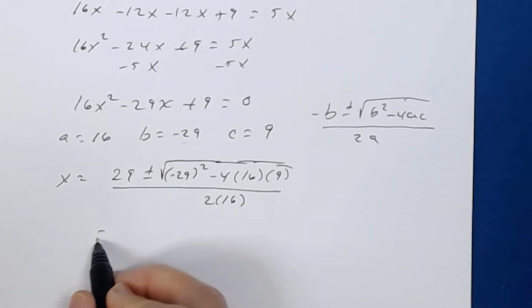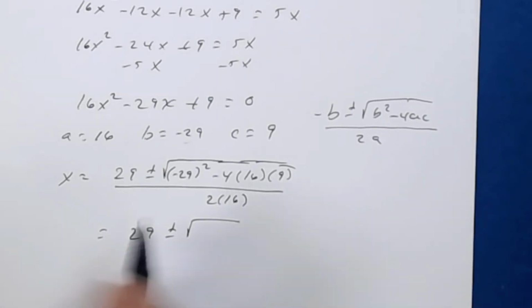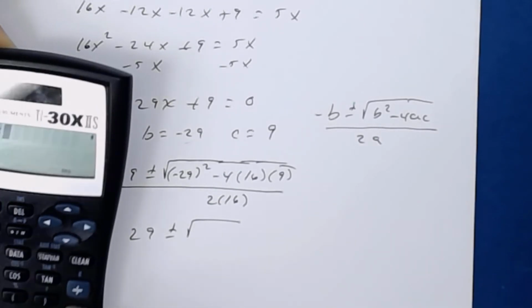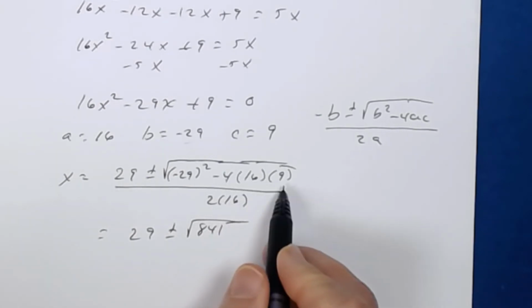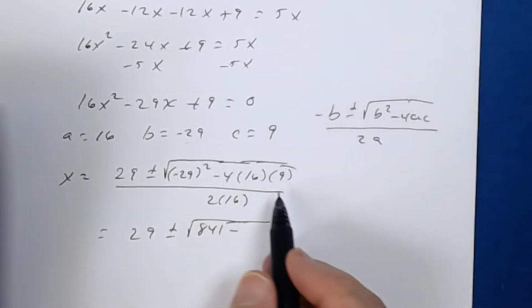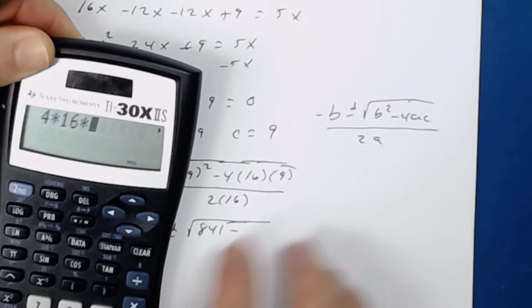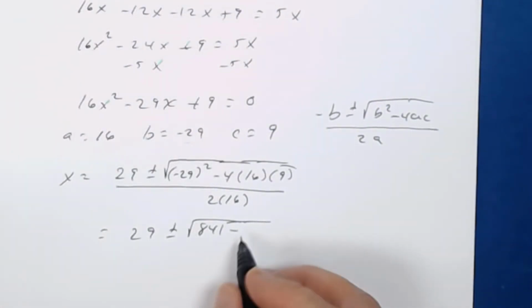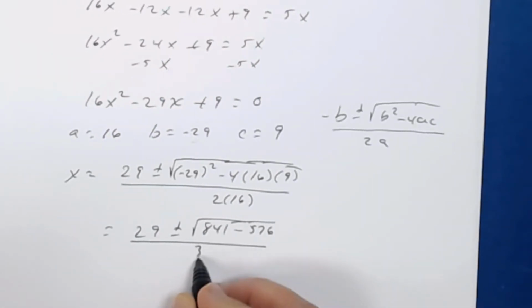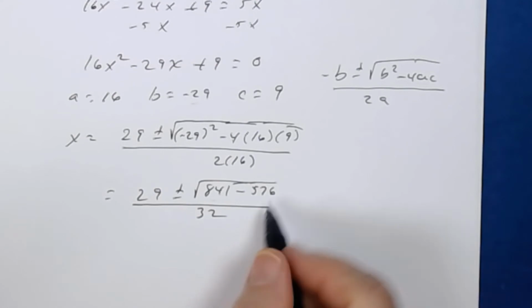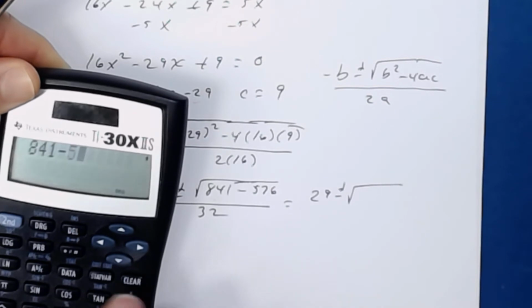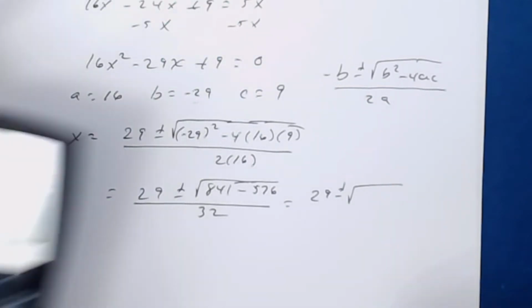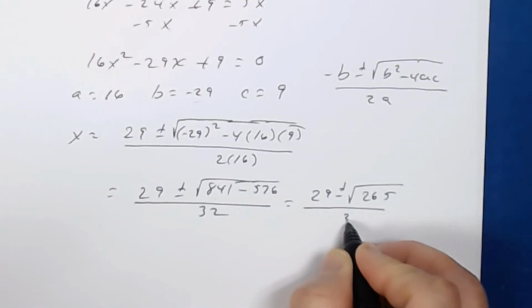Okay, so I get 29 plus or minus the square root of, using the calculator, a negative 29 times itself gives me 841. Now a negative times a positive is a negative, so I'm going to be subtracting 4 times 16 times 9, which equals 576, all divided by 32. So 841 minus 576 gives us 265, all divided by 32.